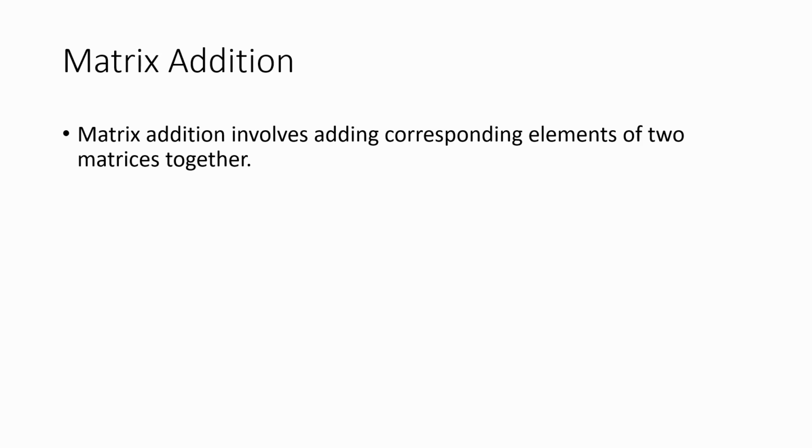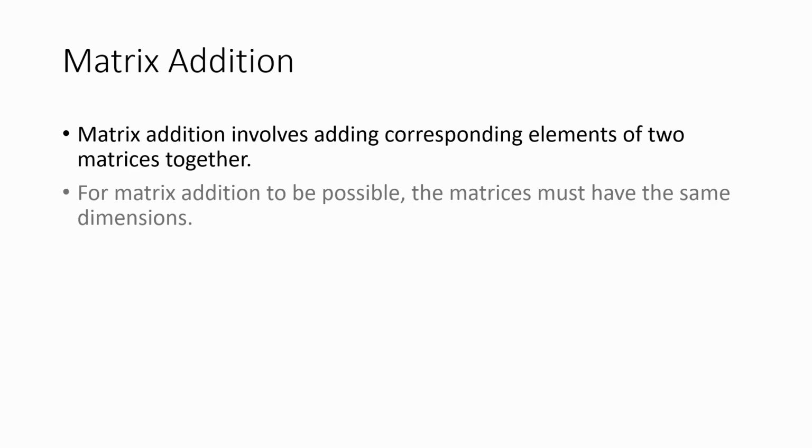Okay, enough explanation for basis matrix. And now let's jump into the matrix operation. First, matrix addition. If it is hard for you, it means you need to get back into elementary school. So, matrix addition involves adding corresponding elements of two matrices together.